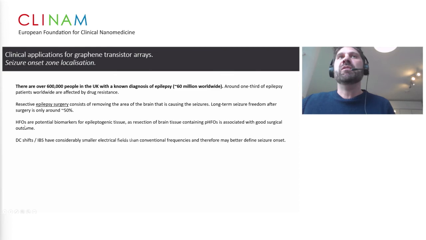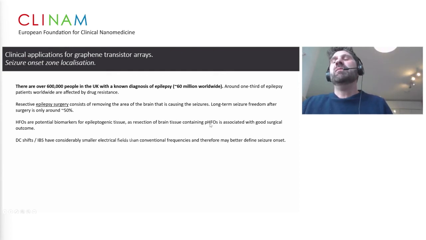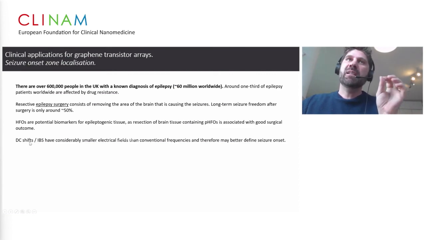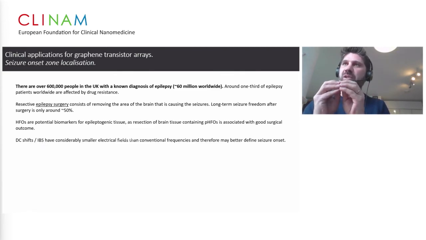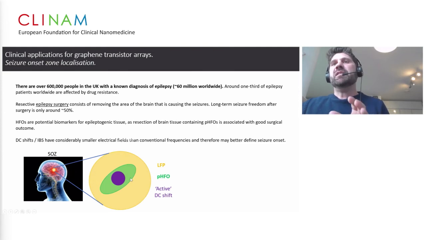And research over the last 10 years or so has shown that these high frequency oscillations, especially if they're these pathological high frequency oscillations, if you're able to cut out the area of the brain where you see these, that's usually associated with a good surgical outcome. But also there are a few groups, in particular the group of Akiyama in Japan, who are attempting to do DC coupled recordings. And where they see these active DC shifts, or what they call ictal baseline shifts, because they have a much smaller electrical field, again, they think these are very useful for defining the seizure onset zone. And if they resect the areas where they see these active DC shifts, then again, the patients tend to do much better.